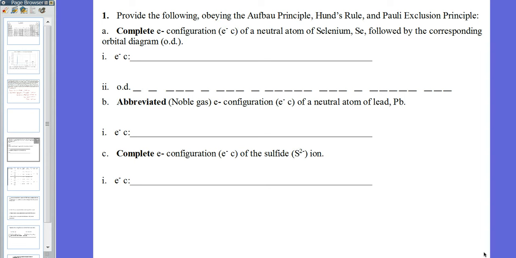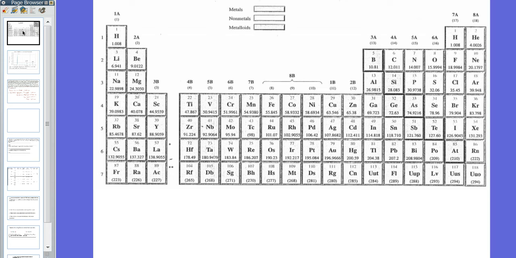Okay, now we'll look at another question that was also from exam 2. Here we're trying to obey the Aufbau principle, Hund's rule, and the Pauli exclusion principle to answer these questions. There's one here. It says a complete electron configuration for a neutral atom of selenium and its corresponding orbital diagram. This would be a periodic table and an Aufbau diagram question.